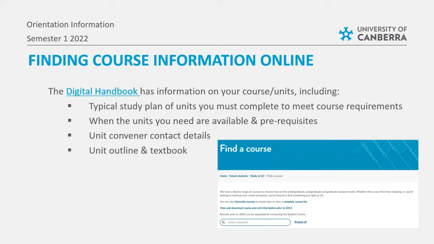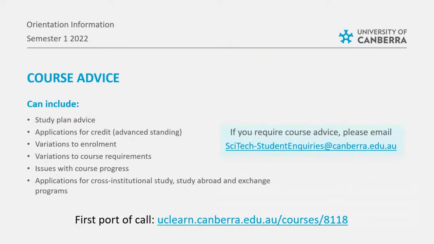Okay, excellent. So there's lots of information up on the digital handbook for in general, how your course should run and what it should look like for you. If you do need to individualize your course plan, you can come for course advice. Your first port of call there should be this Canvas site. This Canvas site is where I have posted a typical study plan. It's where you will find links to what each unit involves within the typical study plan. It's where you'll find all sorts of generic information.